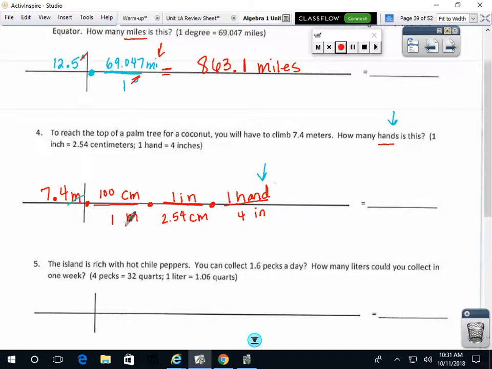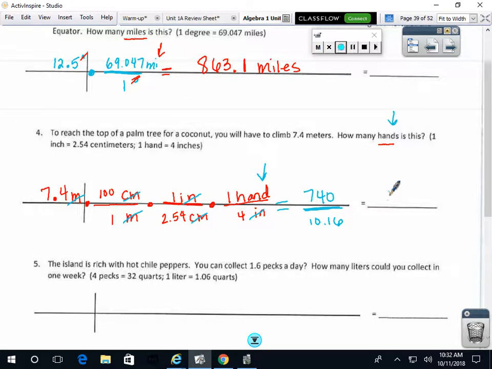Now we cross out all the other units, and we multiply the numerators, which are 7.4 times 100 times 1 times 1, and that gives us 740. And then we multiply the denominators. 1 times 2.54 times 4 is 10.16, right? And now we just divide. 740 divided by 10.16, and we get what?